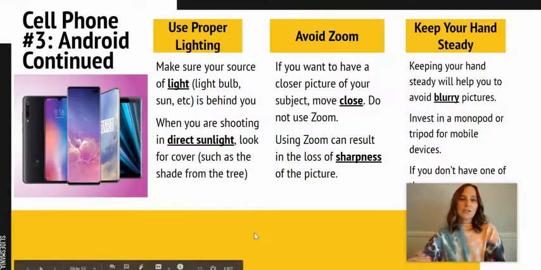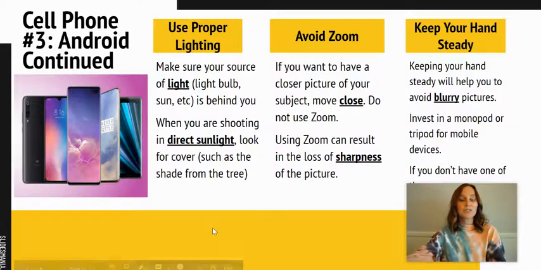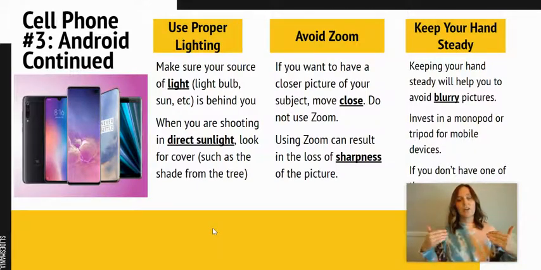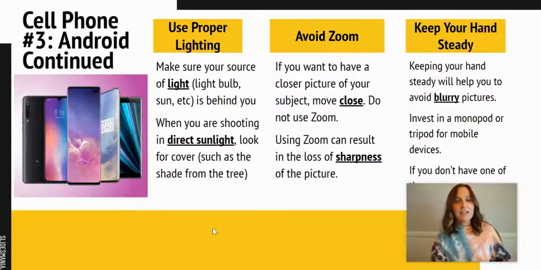So for the Android, you want to always make sure you're using proper lighting. Make sure your source of light, whether it is a light bulb, the sun, etc., is behind you as the photographer. You don't want to shoot towards the sun. Your subject is going to be dark. Now, if your subject is the sun, that's fine. If you're taking a picture of a sunset or something like that, otherwise you want to make sure that it's behind you. When you are shooting in direct sunlight, look for cover such as the shade from a tree.